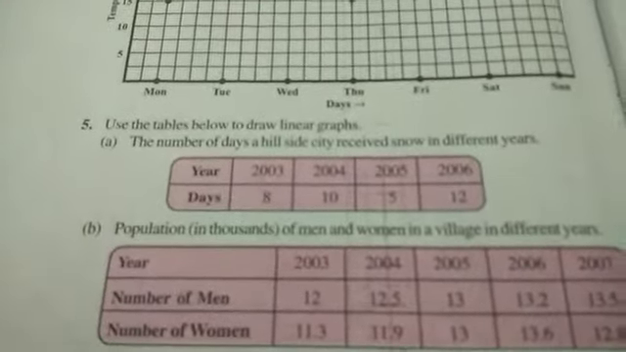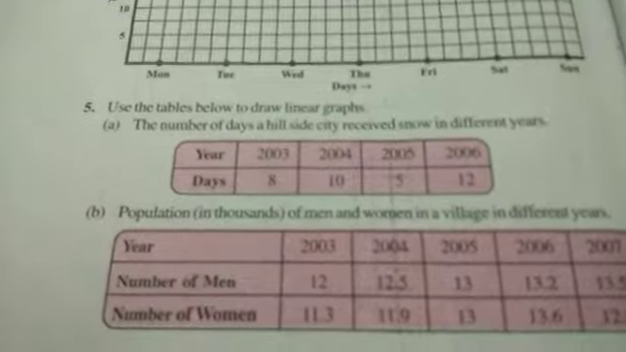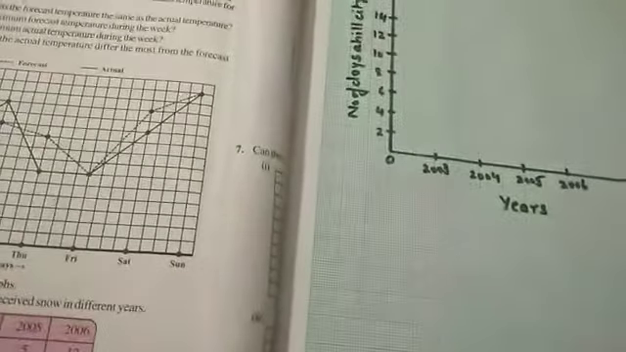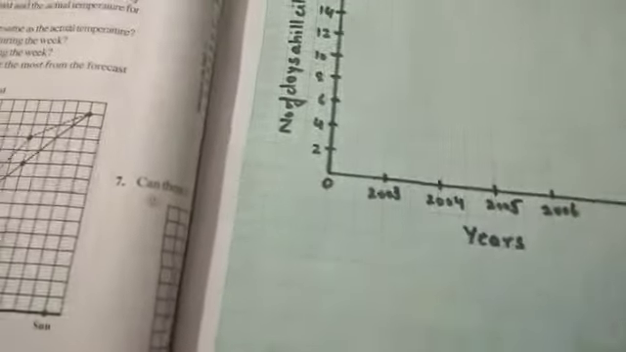We'll continue exercise 15.1 today. Question number 5 was left. Use the table below to draw a linear graph. Now, graph questions we have to complete. For this, you need one graph sheet, pencil, eraser, sharpener, and scale. I'm doing this with a sketch pen, but you have to do it with pencil.